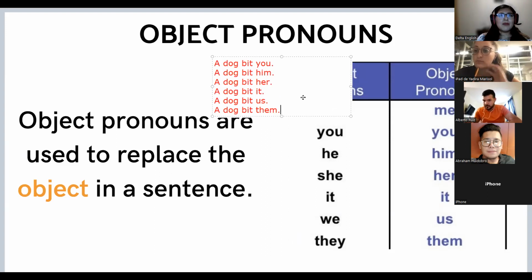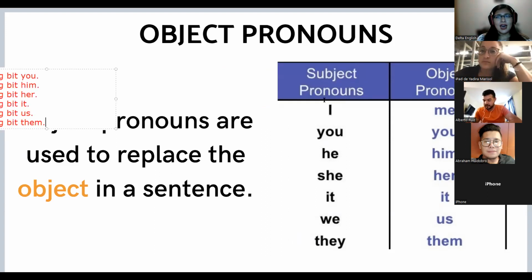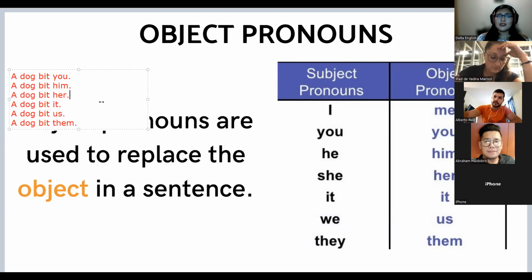Básicamente, si yo le estoy aplicando el verbo a I, yo voy a sustituir por me. You se queda igual. He sustituyo por him. She sustituyo por her. It se queda igual. We se transforma en us. They se transforma en them. So that's basically it regarding subject pronouns transforming into object pronouns. Now, lo voy a explicar un poquito más a detalle a continuación, pero antes, let's go ahead and practice pronunciation.